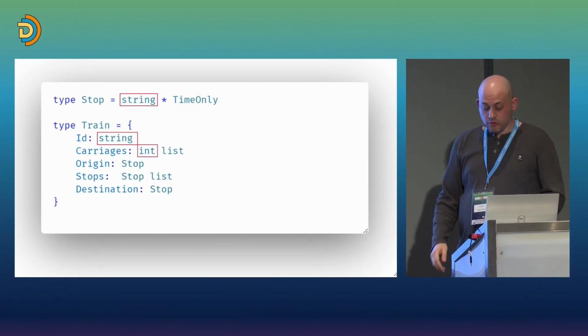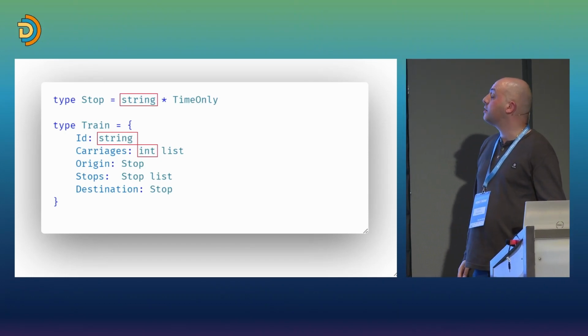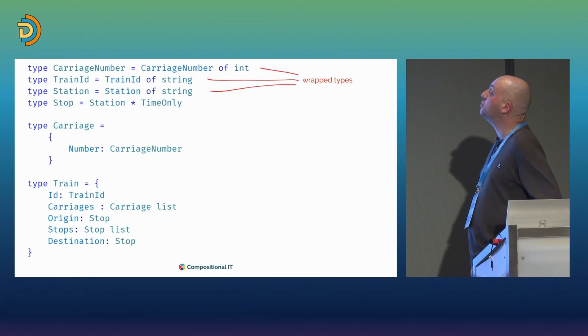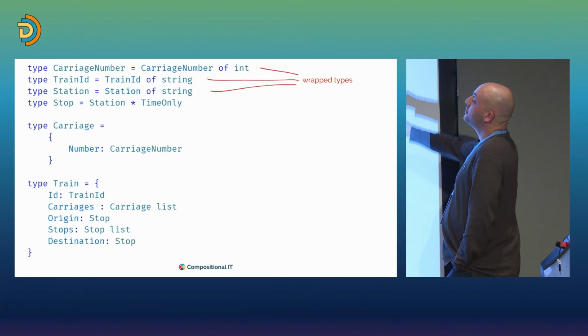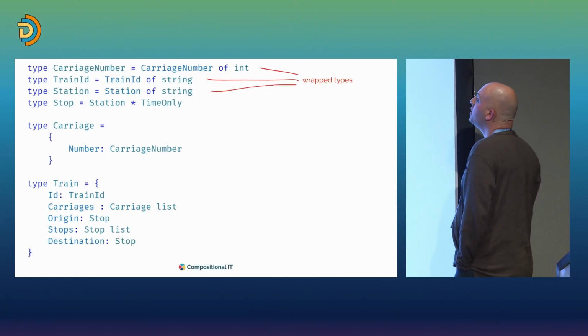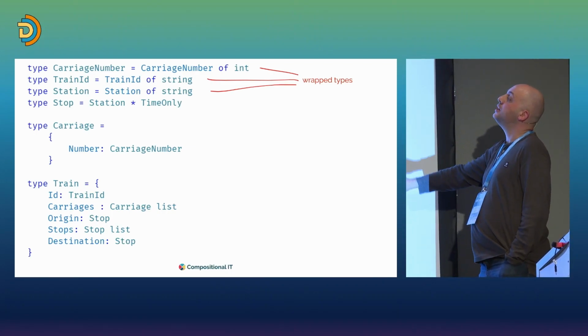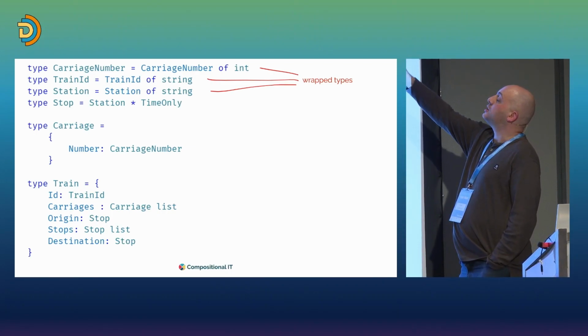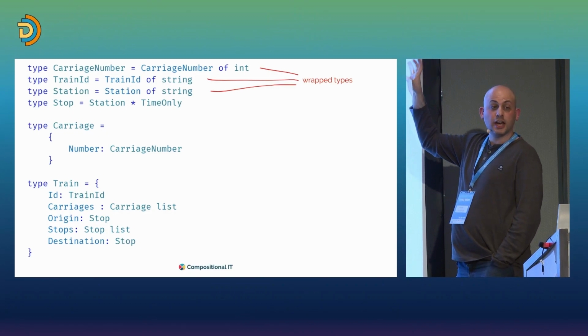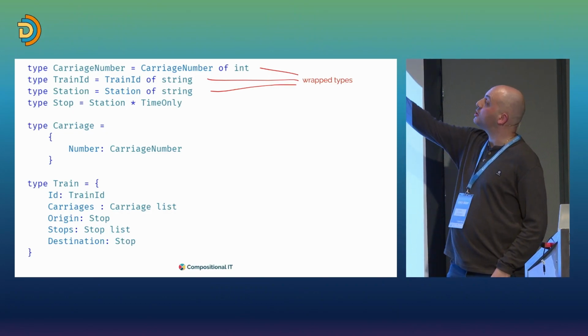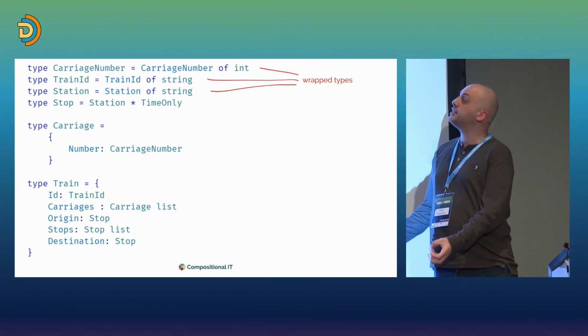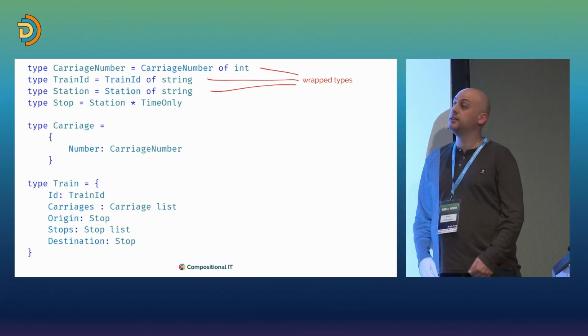So in F#, we can create value objects, in a sense, very, very cheaply with what are called single case unions. So at the top here, these three lines, you can think of these as wrapper types. So a carriage number actually is an integer, but it's a kind of a wrapper type. And the same here, train identifier. It's a train identifier that has a string in it.